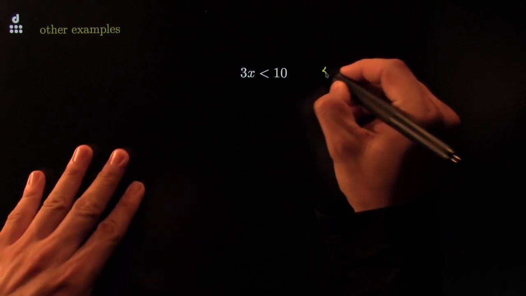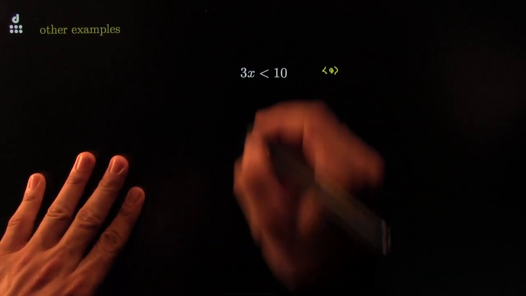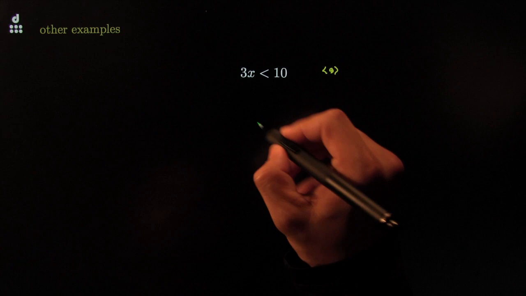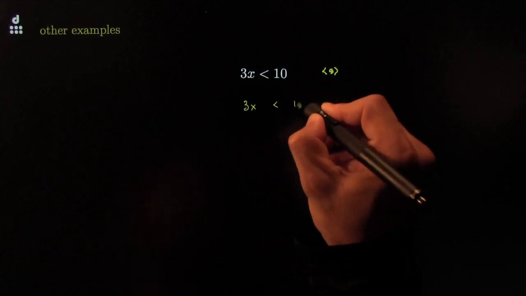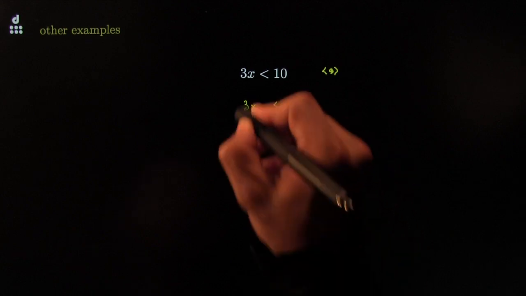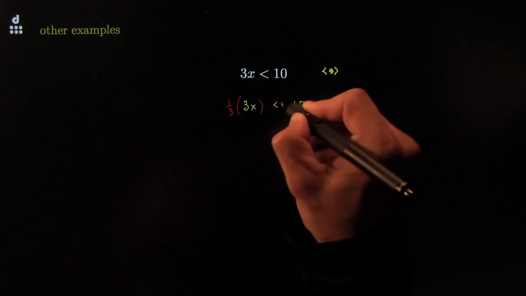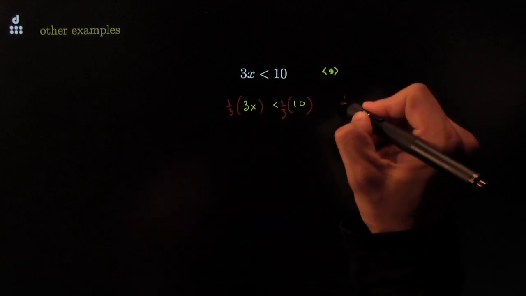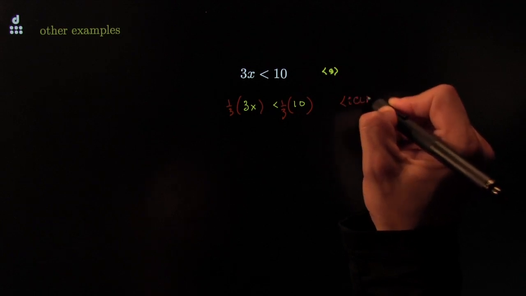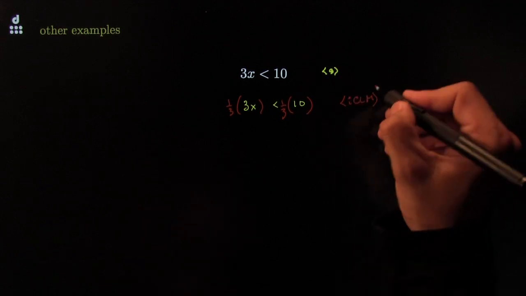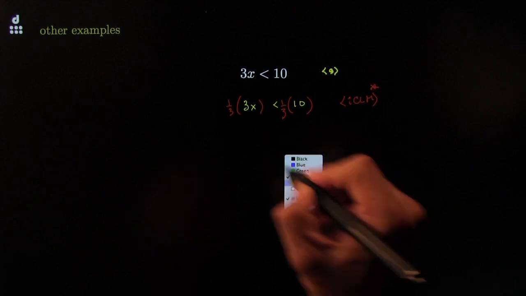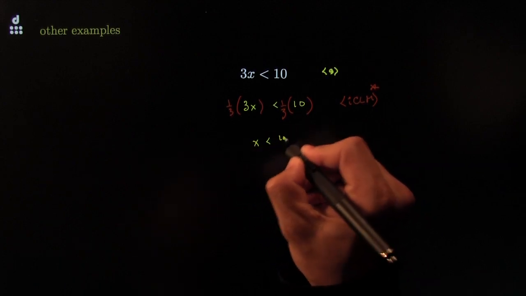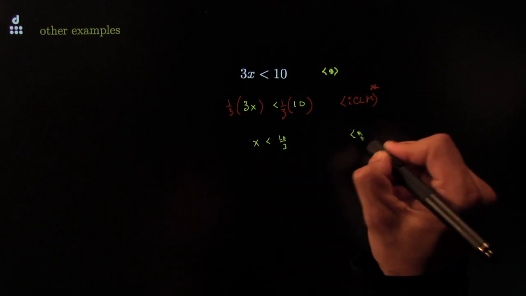So to solve this one, let's go with yellow. We have 3x is less than 10. I'm going to slap a 1/3 on both sides. Is it legal? Maybe, maybe not. Cancellation law of multiplication says it's legal to do that. Again, we got to come back and do this. This becomes x is less than 10 over 3, by inspection, and there you go.